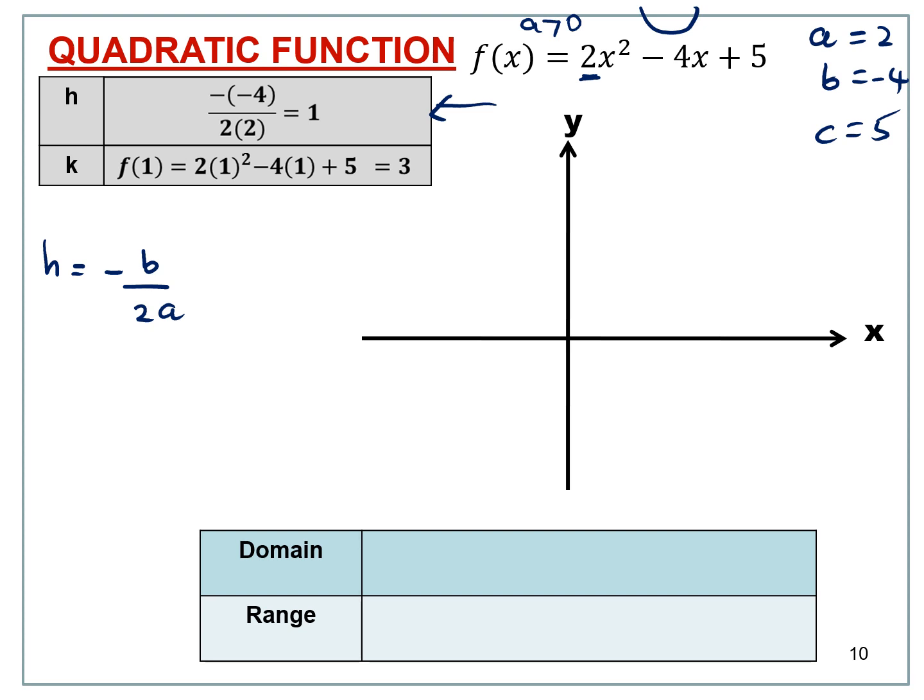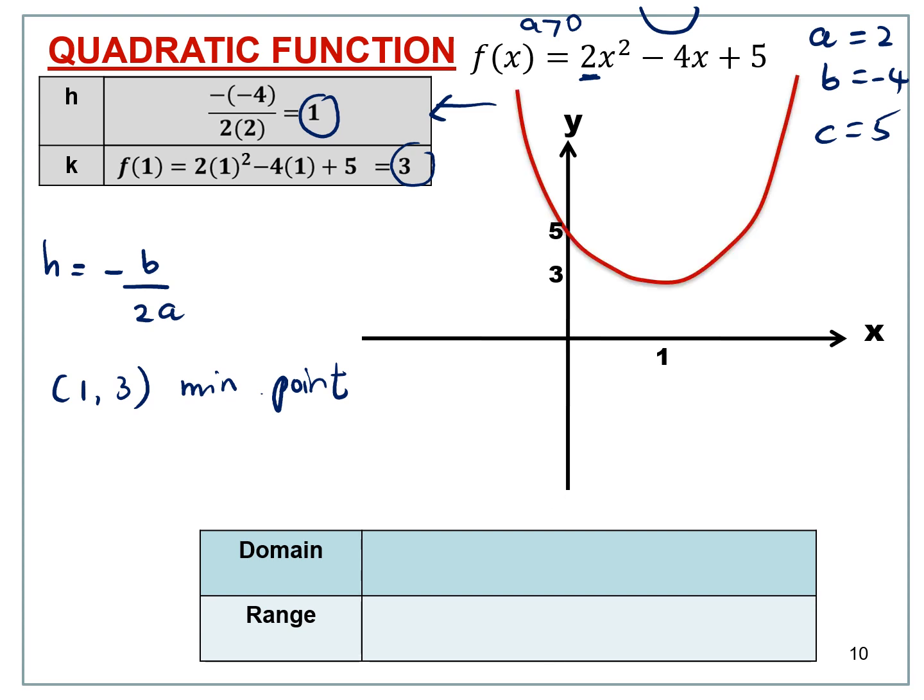Correct? To find k, you have to substitute into f(1), the original function. You put x equals 1, so you get f(1) is 3. So substituting the value, you get (1, 3). Actually, this value (1, 3) is a minimum point. Okay, so sketch the graph. (1, 3) here. So it is a smiley graph.